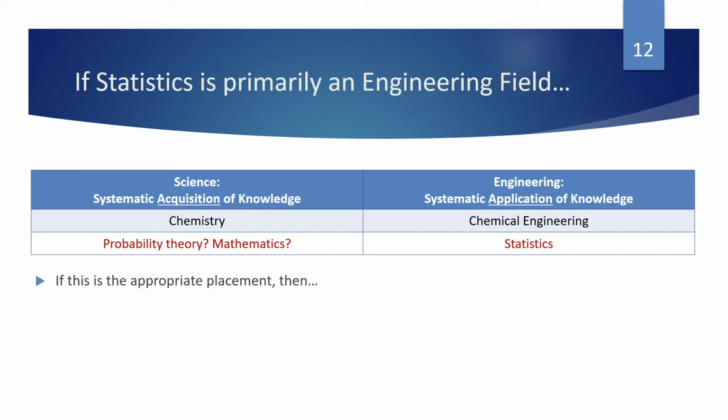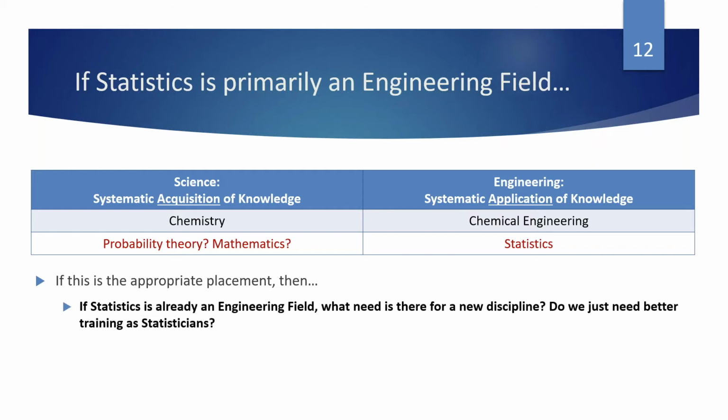Another question that comes up is, if this is the way you think it's supposed to be, then you're probably thinking, why do we need statistical engineering? I mean, we are essentially already an engineering type discipline. Why do we need another one? Don't we just need better training as statisticians? Is that essentially what you're saying? So you can see where a lot of people, and at least the initial way I was thinking about it, this is the question I was asking: why do we need a new discipline if this is the way it's supposed to be?